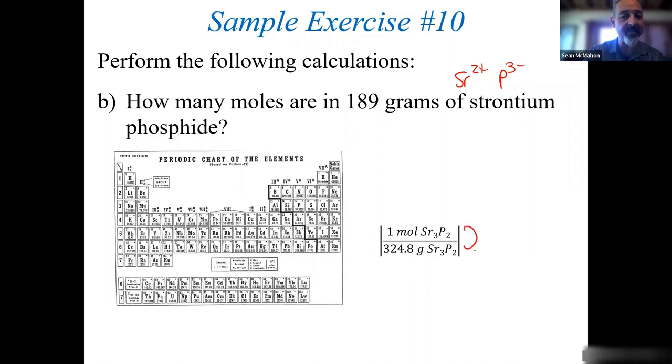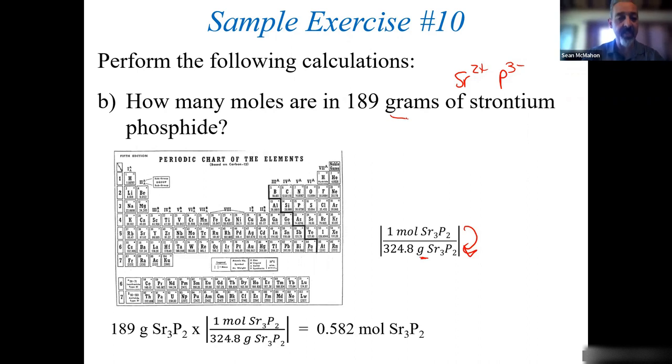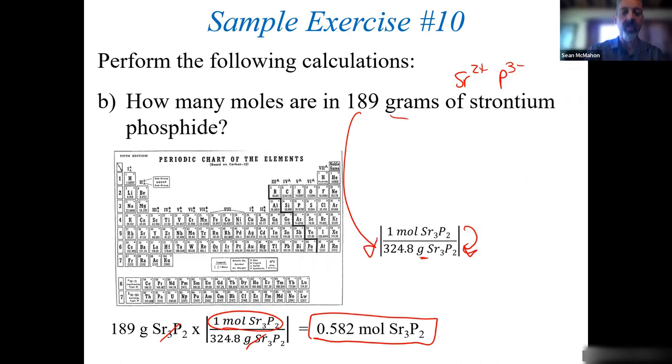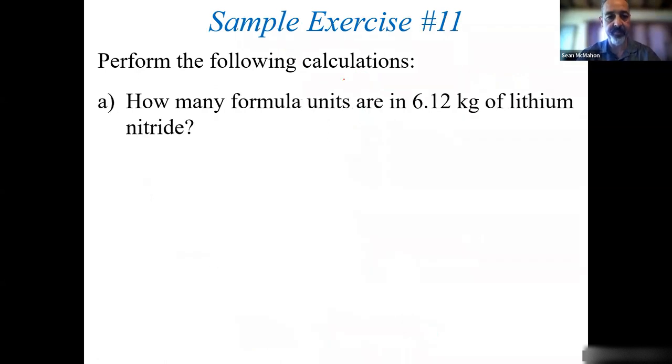That's why, if you see, I flip this so that the grams are in the bottom to cancel out grams here. So 189 grams of strontium phosphide, with 324.8 grams of strontium phosphide per 1 mole, gives me 0.582 moles. That makes sense because this is roughly 1/2 or 60% of that molar mass. I have 3 sig figs because 189 is 3 sig figs.